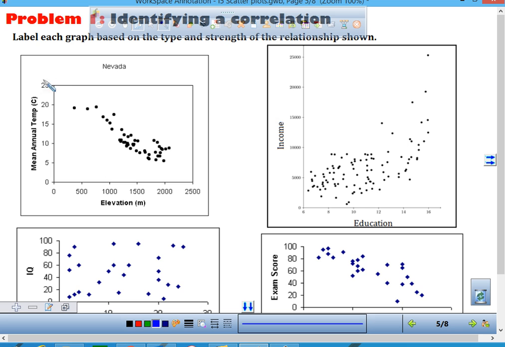Okay, so the first one, top left here, positive, negative, or no correlation? Negative, because it's decreasing. And then is it strong or weak? Okay, the beginning is pretty weak, but then look at it, in here we get some points that are touching each other, so that means they're really, really close to each other. So I'm going to say, for the most part, it's pretty strong.